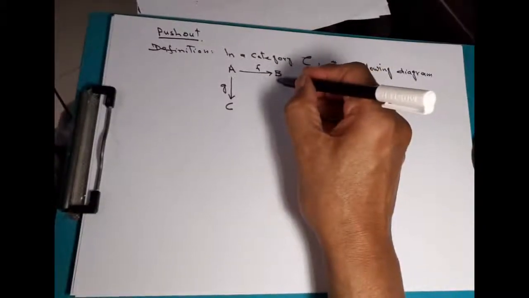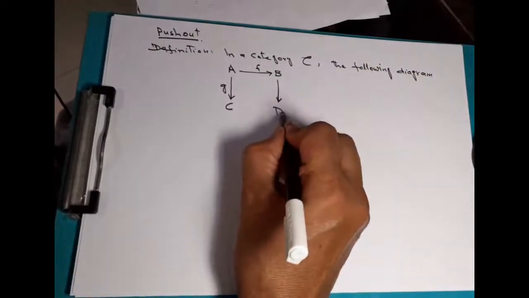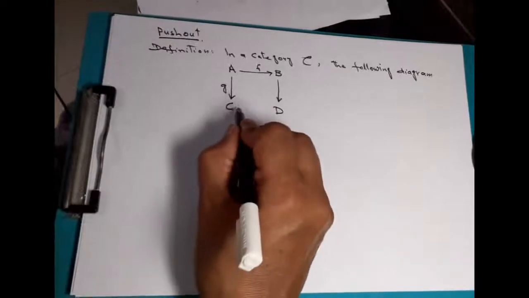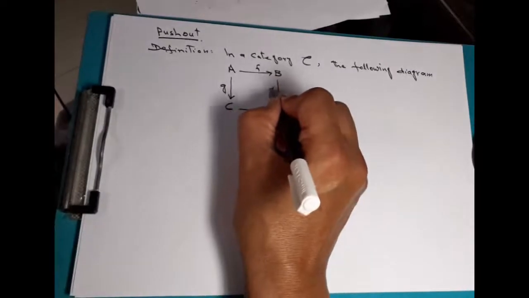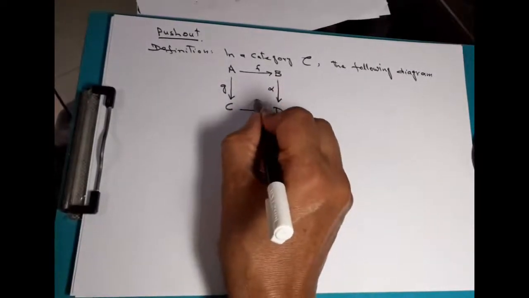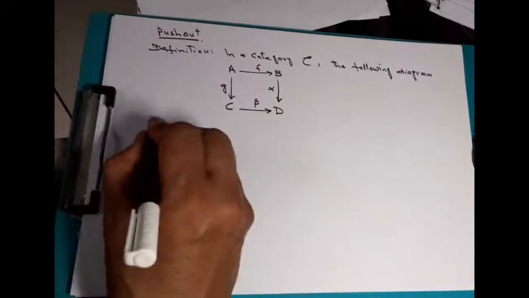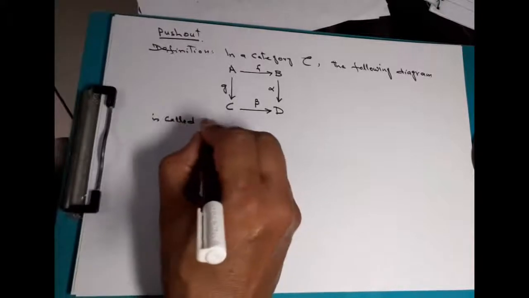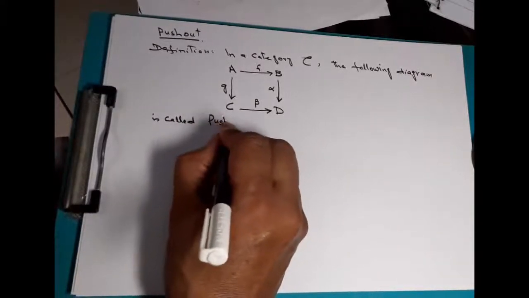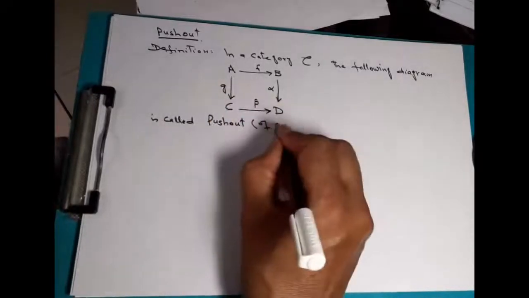Then we have a map from B to D and a map from C to D. Let's call this map alpha and this map beta. So this diagram is called a push out diagram. In fact, this is the push out of F and G.